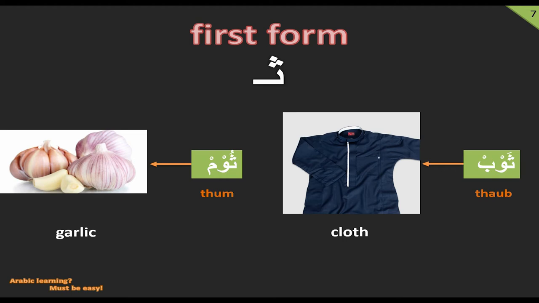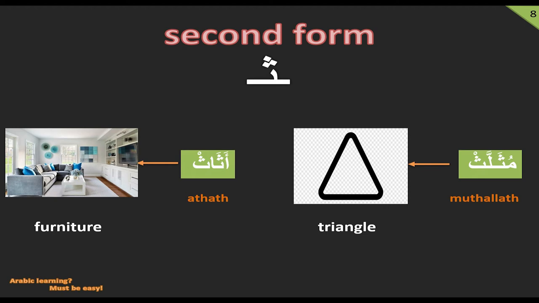On the next slide, we have two examples of the second form of the letter tha, namely muthallath, this means triangle, and athath, athath means furniture. In the second example, athath, tha takes the first form in the middle, and that is irregular because there is alif in front of it and the next tha, where it's actually at the end of the word and at the same time has the main form.